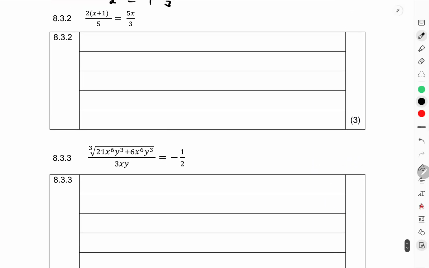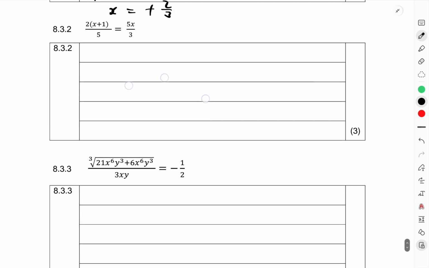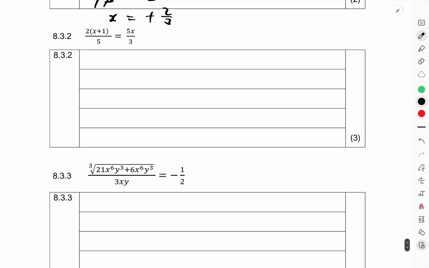Then lastly, 8.3.2. We are required to solve for x again, but now we have denominators, right? Meaning we're going to look for the lowest common denominator. How do we find the lowest common denominator? If you don't know how to find it, look for the product of the denominators. What is the denominator here? It is 5. What is the denominator on this side? It is 3. Therefore, your lowest common denominator is going to be 5 and 3.